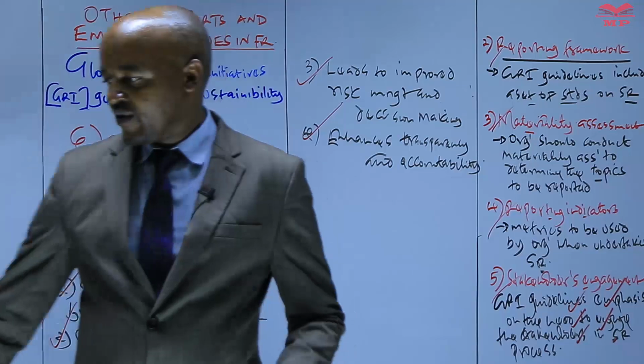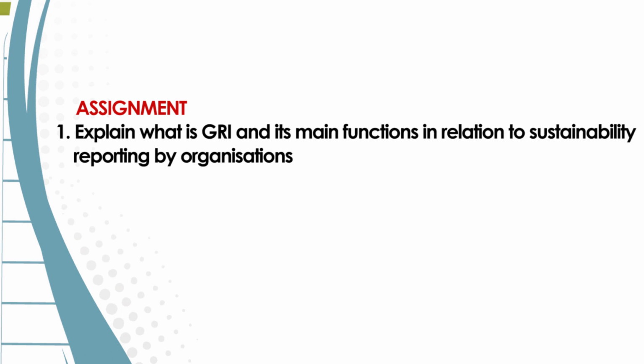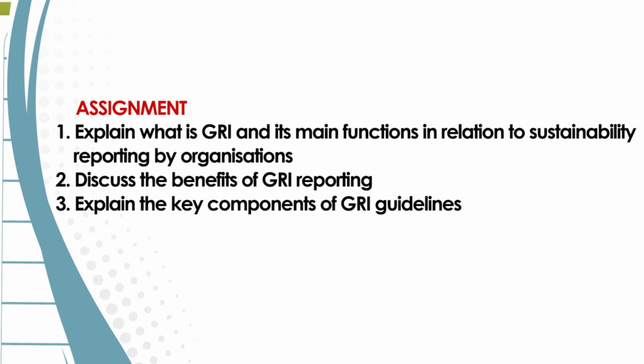Before we wind up, let me give an assignment. Question number 1 reads: explain what the GRI, that is Global Reporting Initiative, is and its main function in relation to sustainability reporting by organizations. Number 2, discuss the benefits of GRI reporting. And number 3, explain the key components of GRI guidelines and framework.